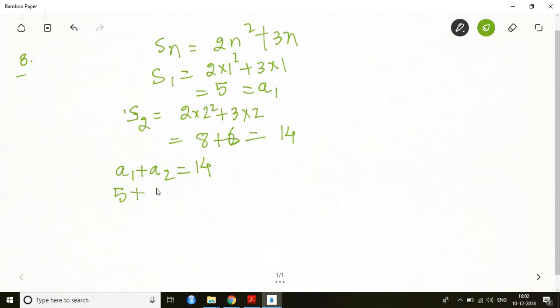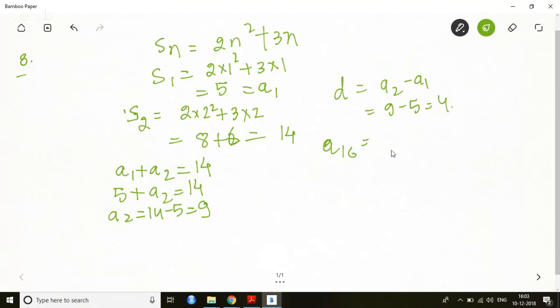A1 plus A2 is equal to 14. So this is 5 plus A2 is equal to 14. A2 comes out to be 14 minus 5, that is equal to 9. So A1 is 5 and A2 is 9. So D would be equal to A2 minus A1, which is 9 minus 5, that is equal to 4. So A16 would be equal to A1 plus 15 into D, so 5 plus 15 into 4. So how much does it come? 65. That's the answer.